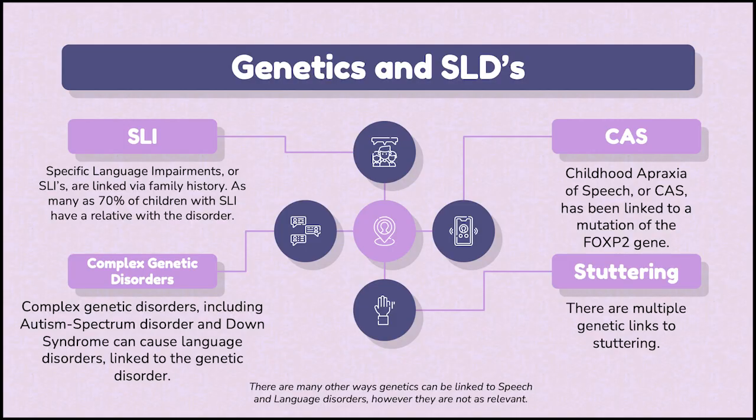The first cause of a speech and language disorder is genetics. Specific language impairments, or SLIs, are linked via family history. As many as 70% of children with SLIs have a relative with the disorder. Additionally, complex genetic disorders, including autism spectrum disorder and Down syndrome, can cause language disorders linked to the genetic disorders. Additionally, childhood apraxia of speech, which is a motor impairment, has been linked to a mutation of the FOXP2 gene. And then finally, stuttering can be linked to genetic disorders.